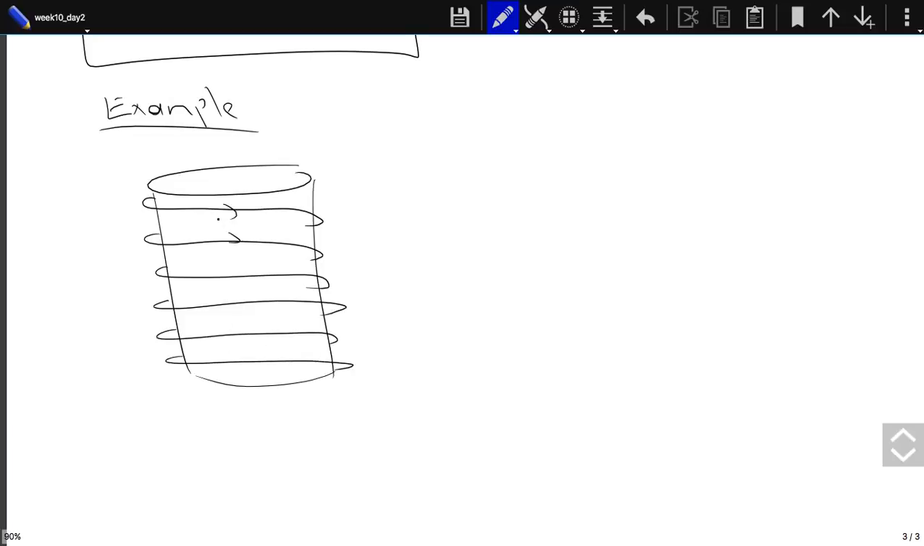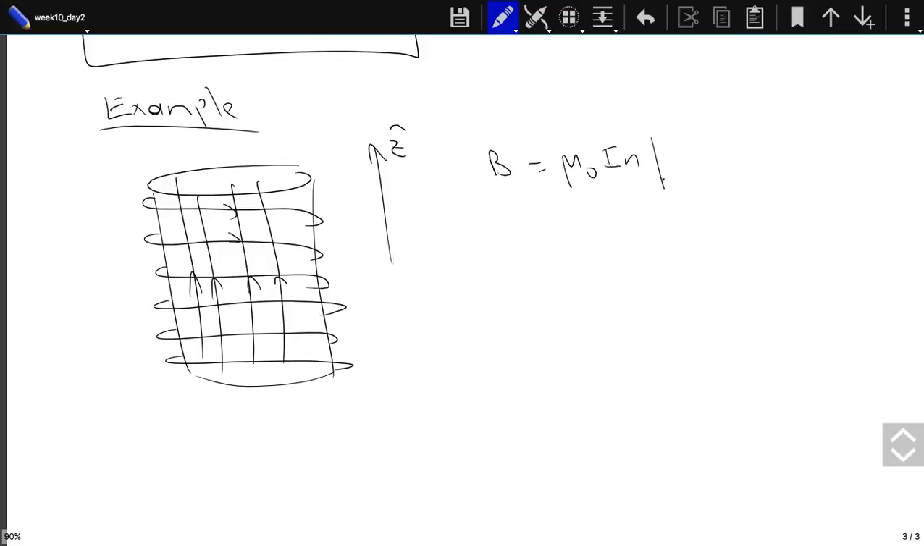What is the direction of the magnetic field created? Upward. Inside this will be the magnetic field lines. Do you remember the magnitude? This will be the magnitude.